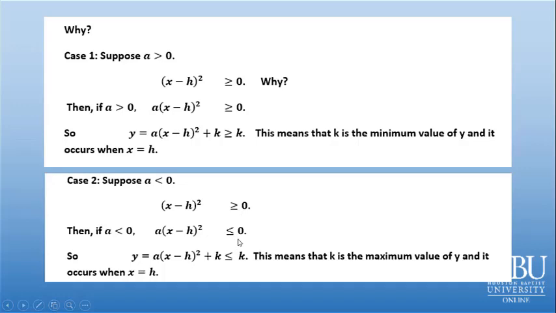Now we can add k to both sides of this inequality. We'll have a times (x minus h) squared plus k is less than or equal to 0 plus k, which is just k. This expression is our y, and so now we have y is always less than or equal to k. That would mean that k is the maximum value of y, and it occurs when x equals h.